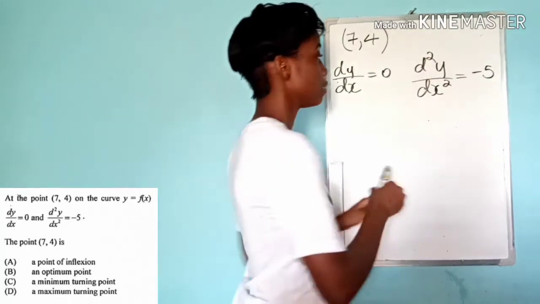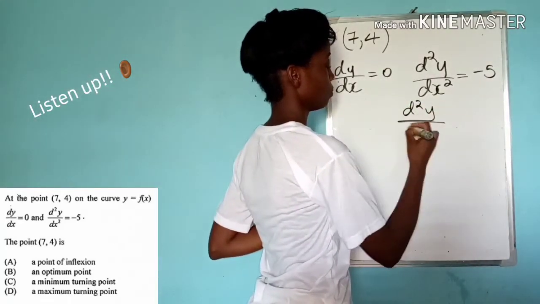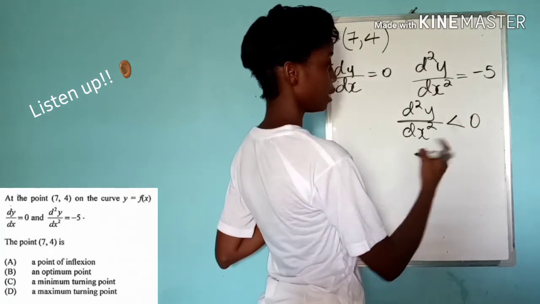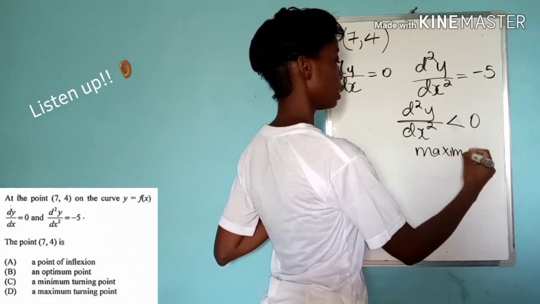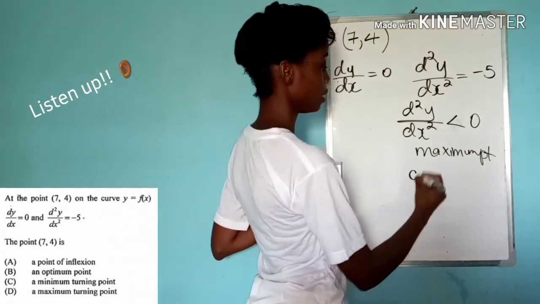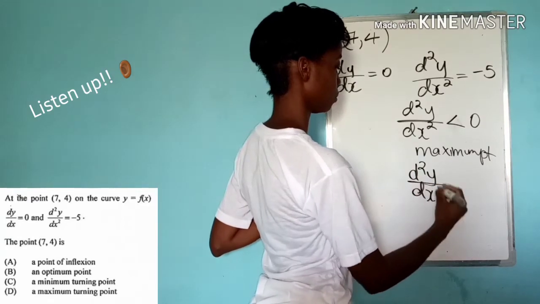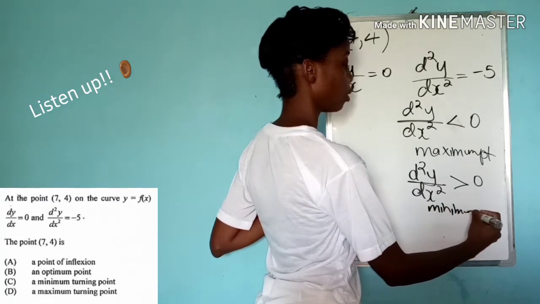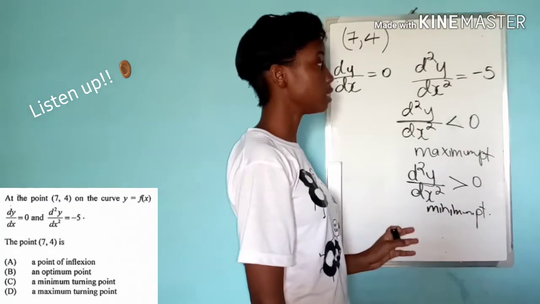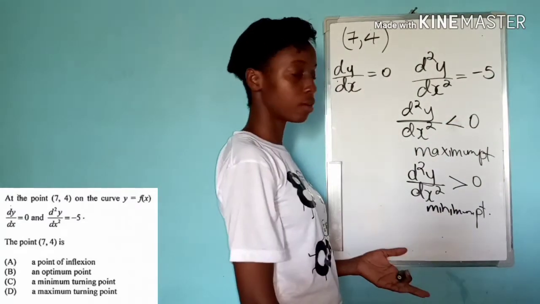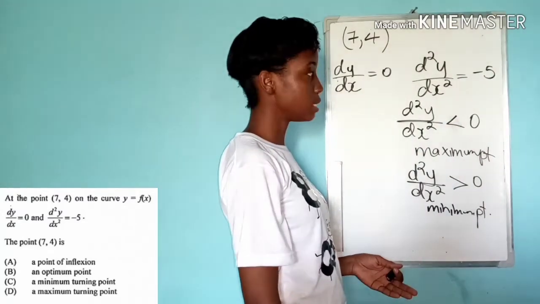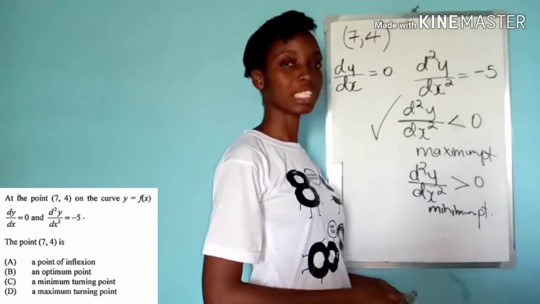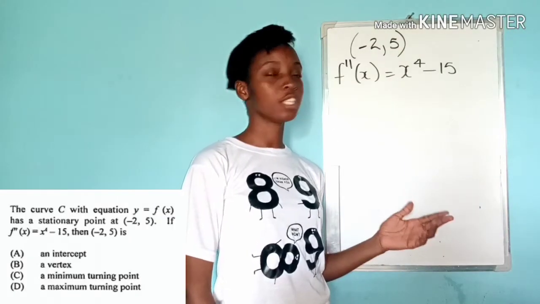If the second derivative is less than 0, then we have a maximum point. And if the second derivative is greater than 0, then we have a minimum point. So the question you ask yourself at this point is negative 5, which is our second derivative, greater than or less than 0? Negative 5 is definitely less than 0, and so we know that we are going to have a maximum point.